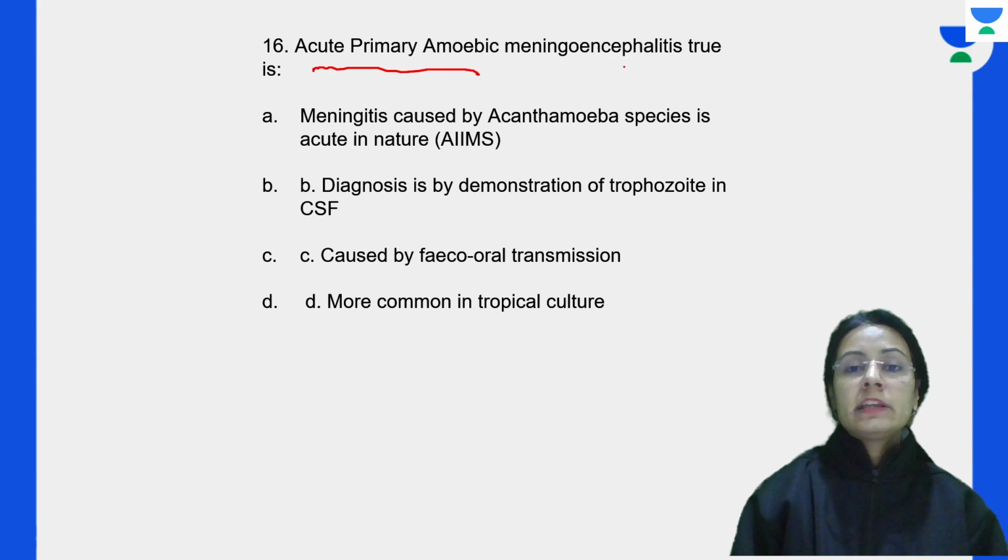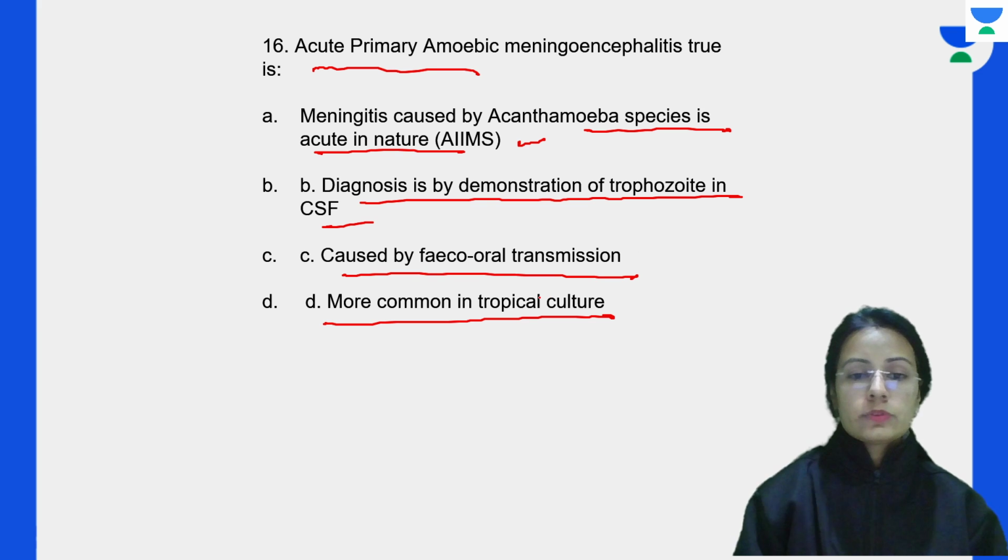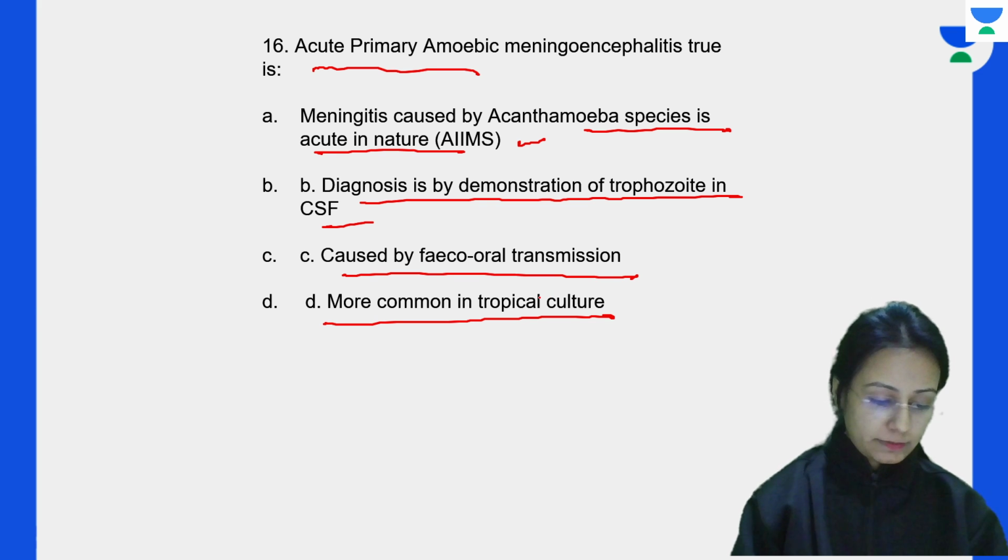Acute primary meningoencephalitis, which of the following is the true statement? That meningitis is caused by the Acanthamoeba species, is acute in nature, diagnosed by demonstration of trophozoites, caused by the fecal-oral route, and more common in tropical cultures.